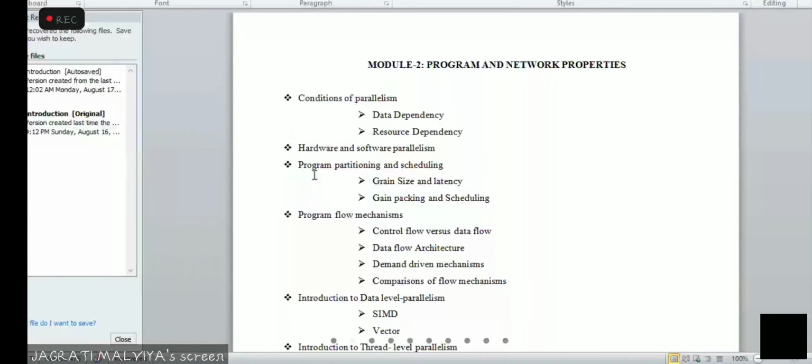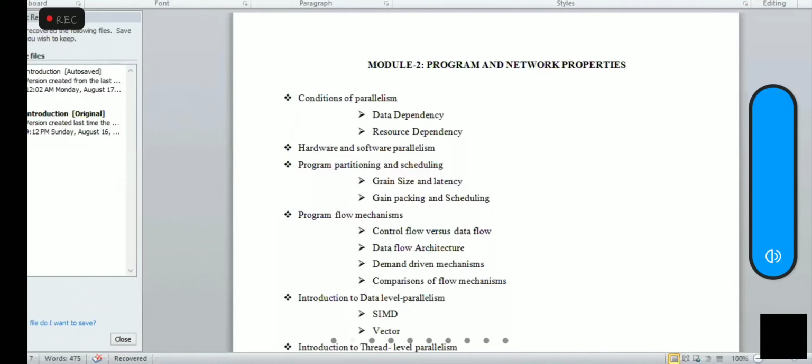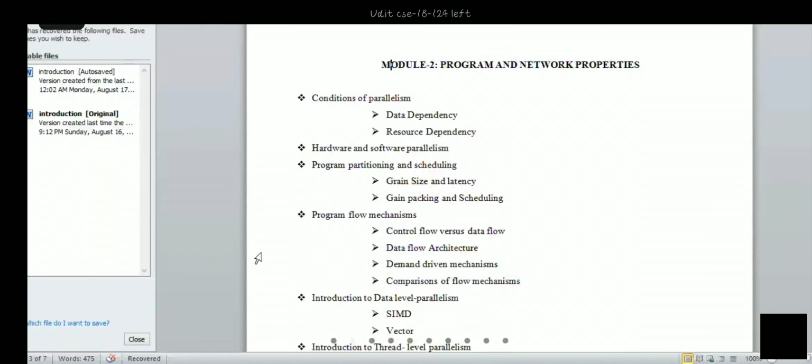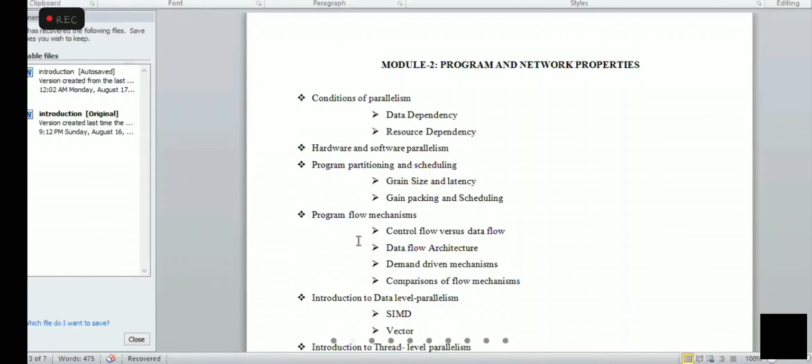Now next topic is program partitioning and scheduling. This is also further in two categories, grain size and latency, and grain packing and scheduling. And these two categories are also subdivided into subcategories. The next topic is program flow and mechanism. In this we will discuss control flow, control flow versus data flow architecture, demand driven mechanism, and comparison of flow mechanisms.